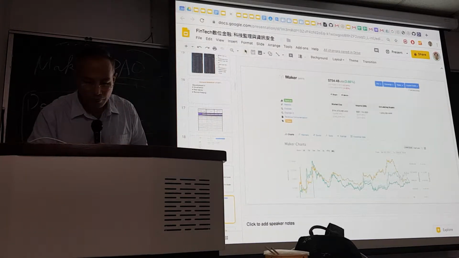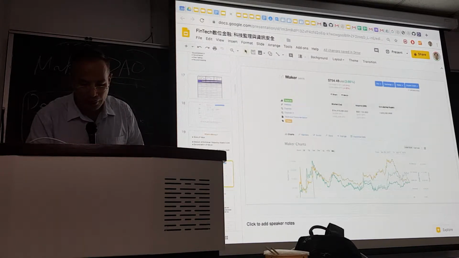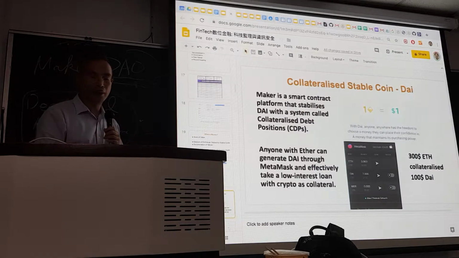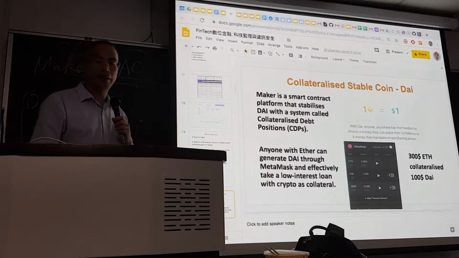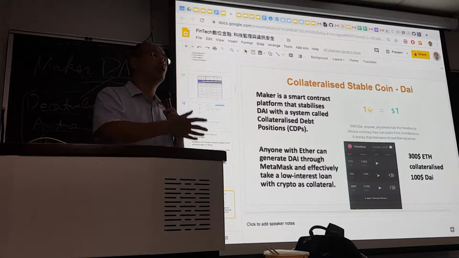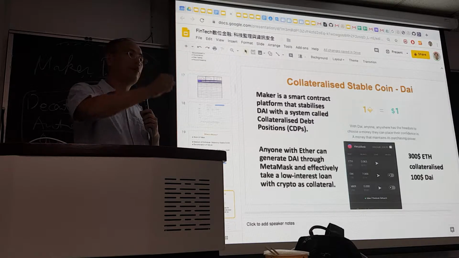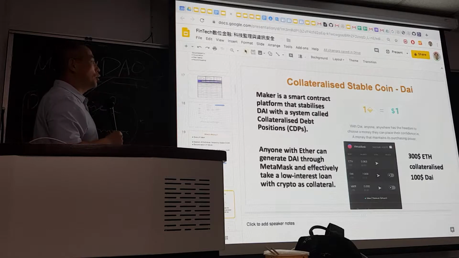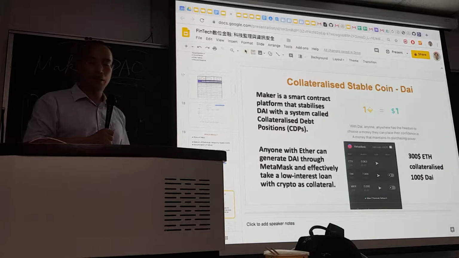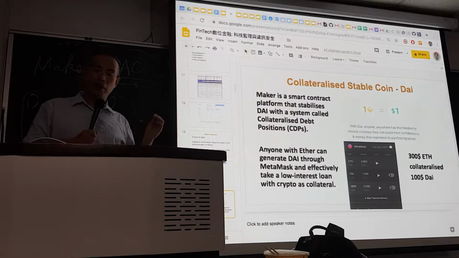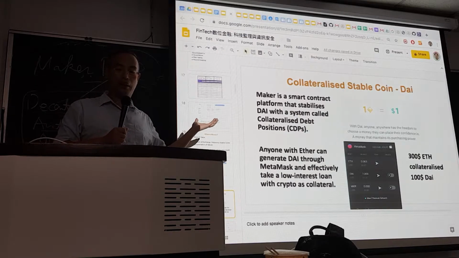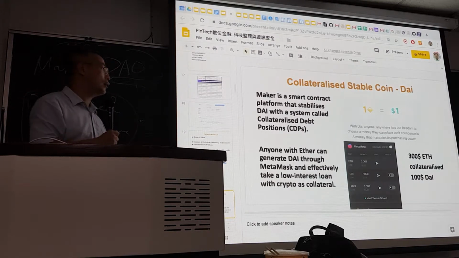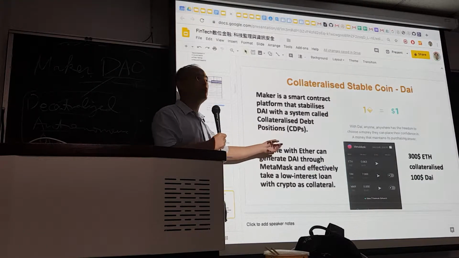Okay, the next slide. Let me explain how this DeFi works. Now I've introduced you to the stablecoin, DeFi, and also the Maker coin. So fundamentally, this DeFi is using collateralized debt positions.